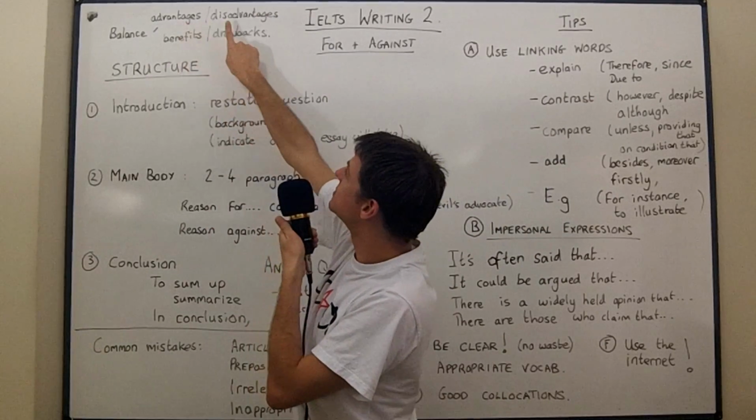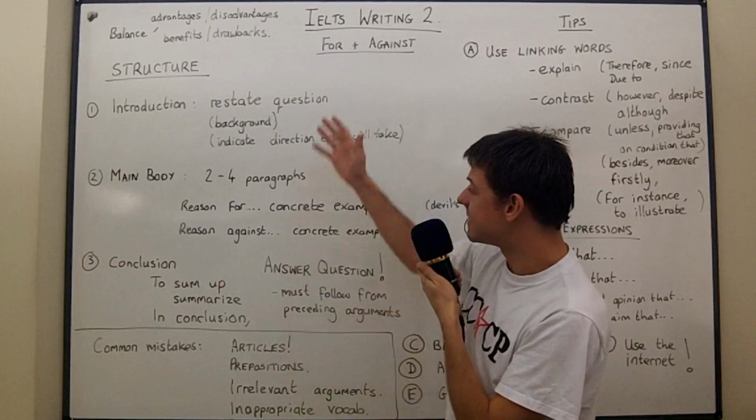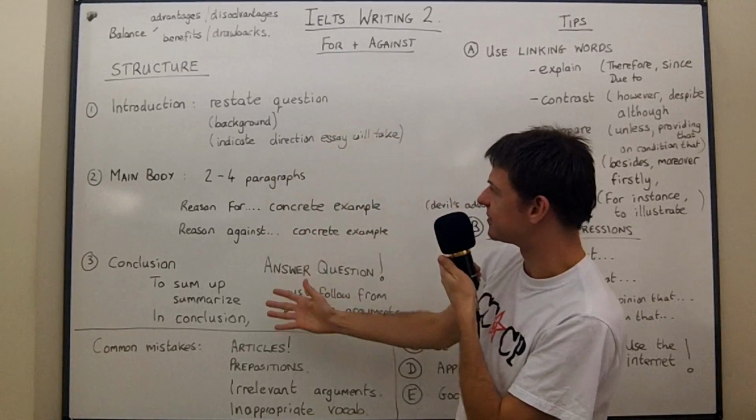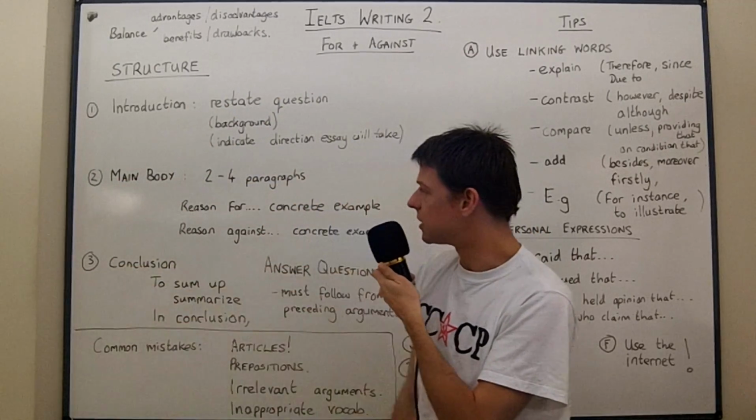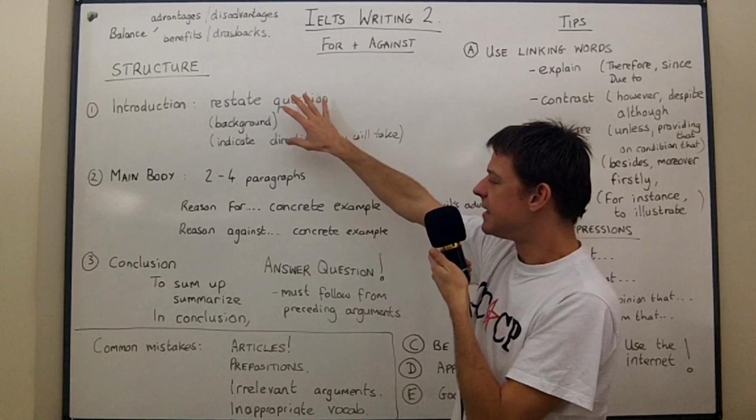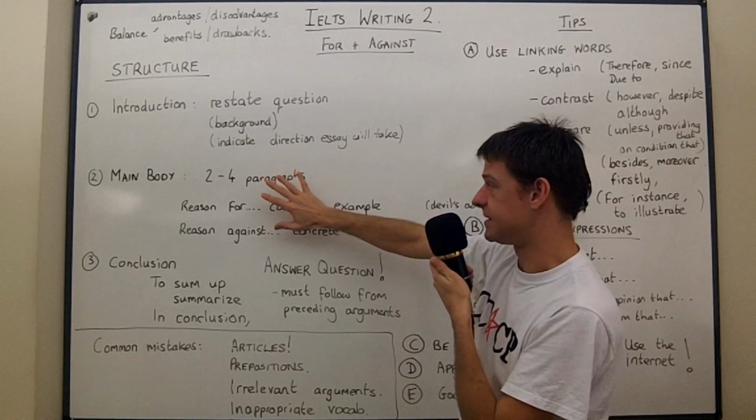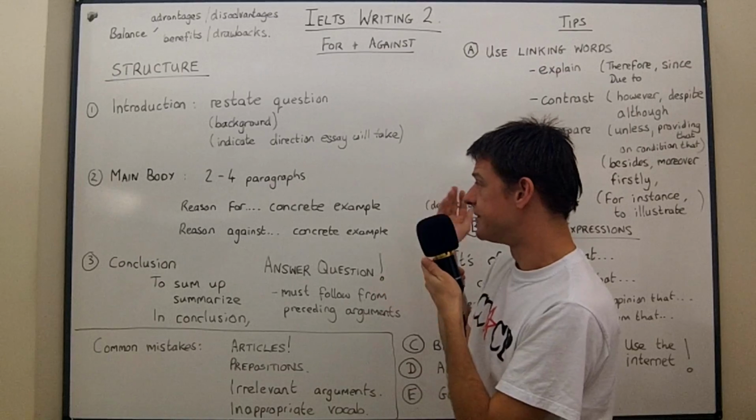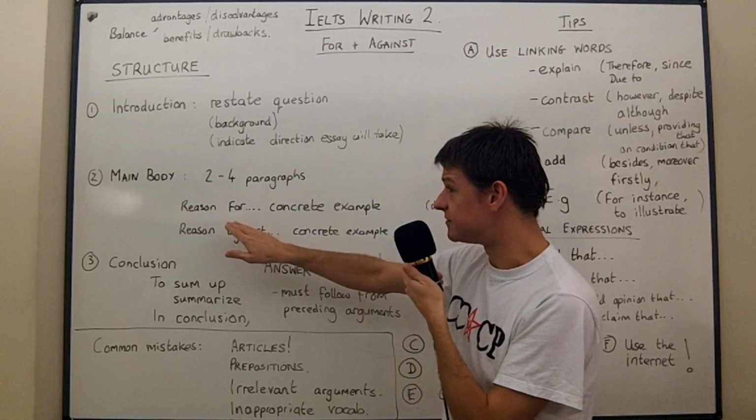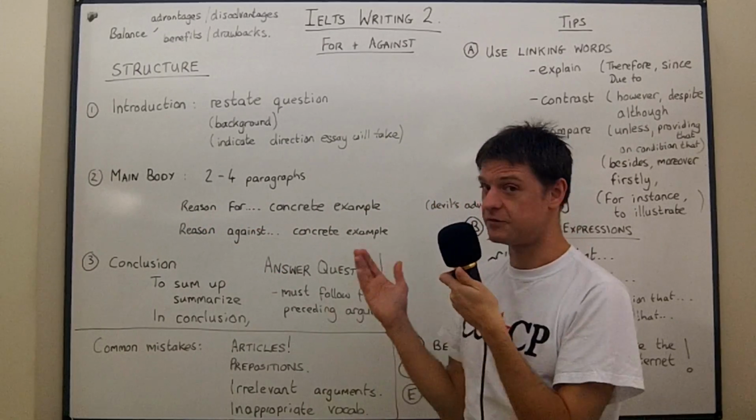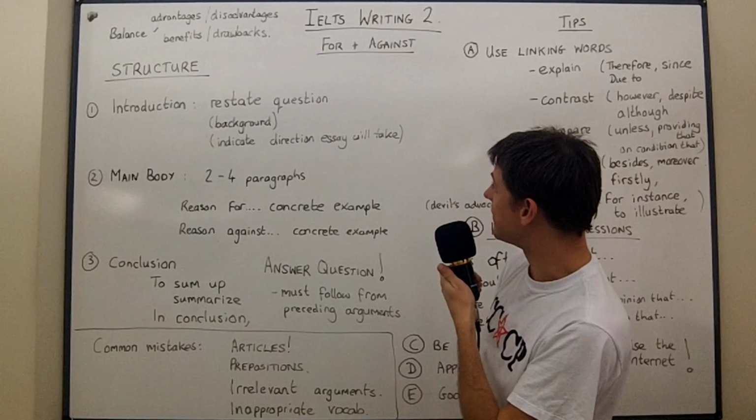So you're going to have to talk about advantages and disadvantages, benefits and drawbacks, pluses and minuses. The actual structure of the for and against essay should really be composed from 3 parts: introduction, main body and conclusion. Now, the introduction and the conclusion, in my opinion, are easier once you've already decided on the main body. And the main body should just be 2 to 4 paragraphs, really. It's up to you. And they should be reason or reasons for whatever question you have, and reasons against whatever question you have. So I think this is easier to see if you have an example.